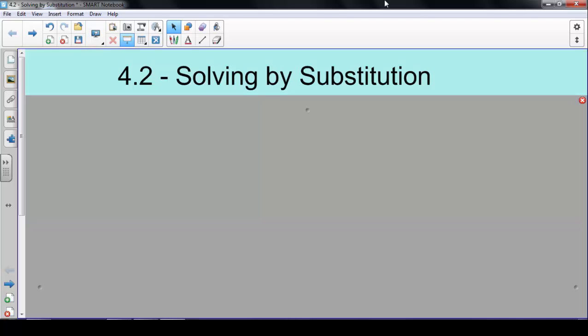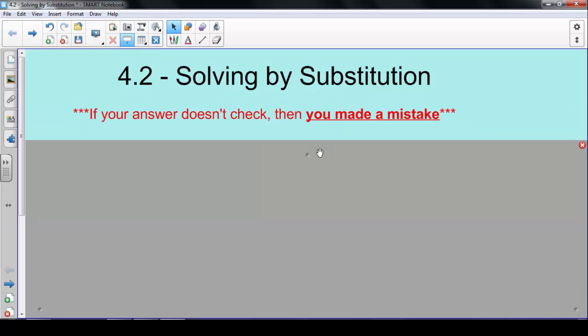Section 4.2, solving by substitution. So first things first, when you check your answer, if it doesn't check but you actually got an answer, then you made a mistake. There's a mistake somewhere. It doesn't mean that they don't intersect. If you worked out all the math and your answer doesn't check, there's a mistake.